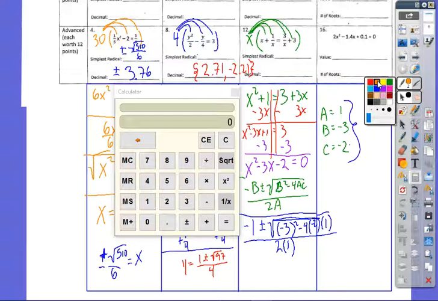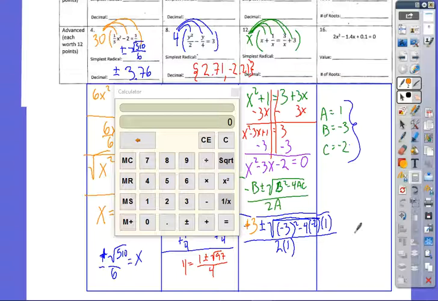Yes, sir? Isn't the first part negative b, so wouldn't that be negative 3, or just 3 at the beginning? Ah, negative 3 at the beginning. Thank you. Good catch. I think it'd be positive because, yeah. Okay. All right. So what is my next step, Ava?